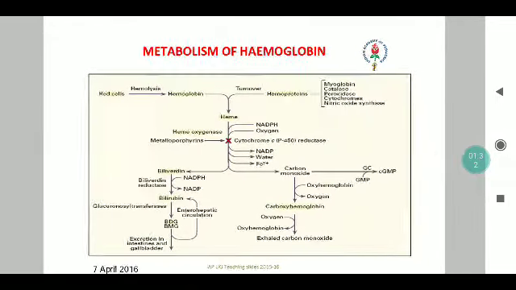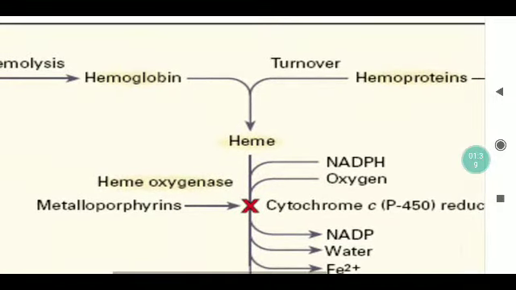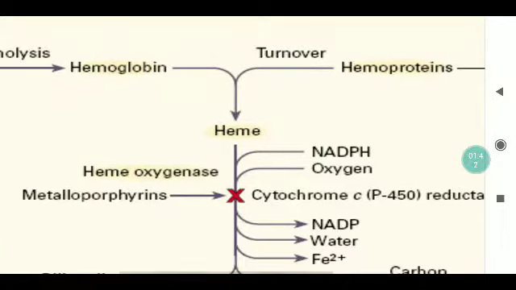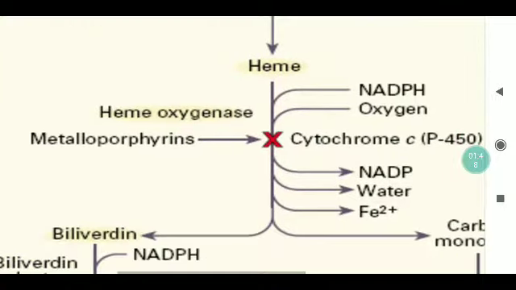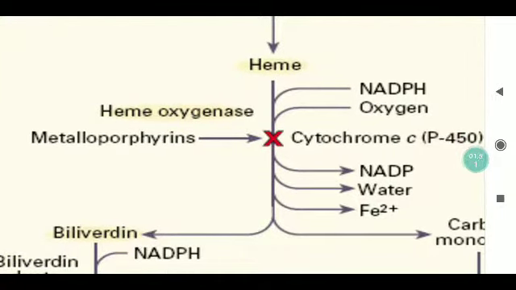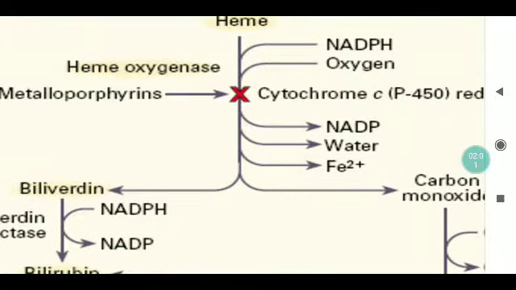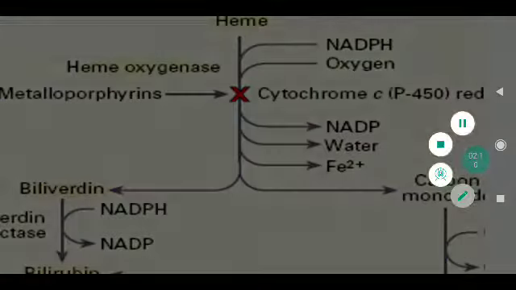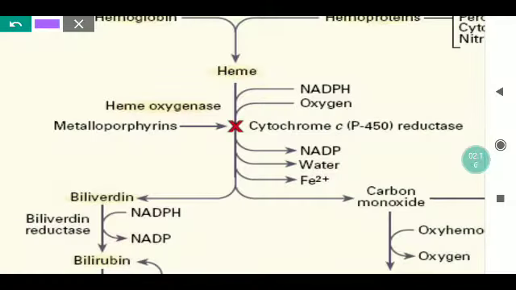Now if we understand the metabolism of hemoglobin, we know that in red cells hemolysis occurs, which results in hemoglobin, and hemoproteins also undergo turnover, which results in the separation of hemoglobin into heme and globin. Now globin will get recycled and heme further will undergo oxygenation based on the enzyme heme oxygenase, and in addition to that the action of NADPH and oxygen in the presence of cytochrome C that is present on P450. NADPH gets oxidized to NADP, oxygen gets oxidized to water, and iron is also formed in the ion form, that is Fe2+. Now what we started out with as heme becomes biliverdin and carbon monoxide.